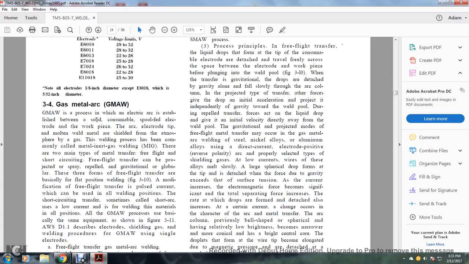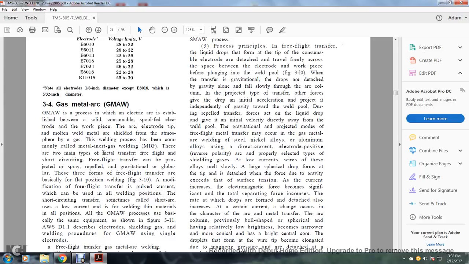All right, gas metal arc welding, GMAW. Gas metal arc welding is a process in which the electric arc is established between a solid consumable spool-fed electrode and the work piece. The arc, the electrode tip, and the molten weld are shielded from the atmosphere by a gas. The welding process has been commonly called metal inert gas or MIG welding.